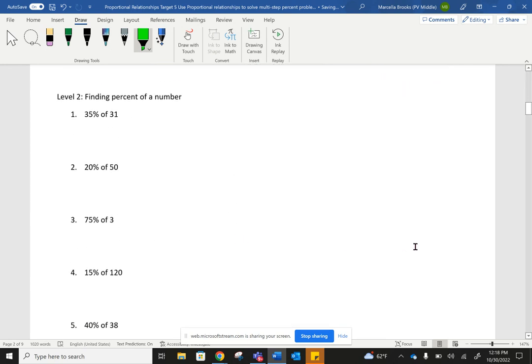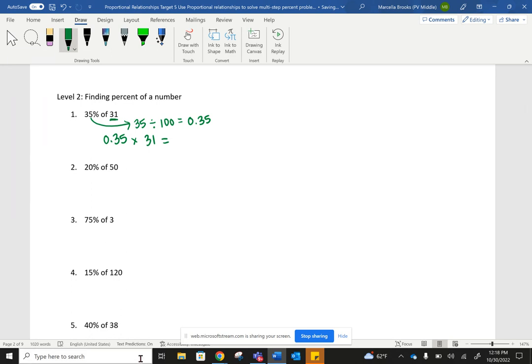All right, so another foundational part of this target is being able to find the percent of a number. So we just practiced turning percents into decimals, which is what we're going to have to do for these. So first, we're going to turn 35% into a decimal. 35 divided by 100 gives us 0.35. And then all we have to do is 0.35 times 31. That is going to give us 35% of 31.